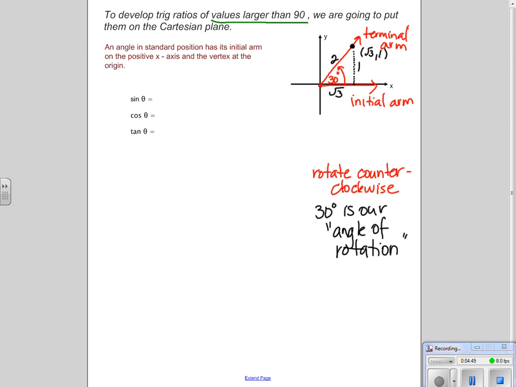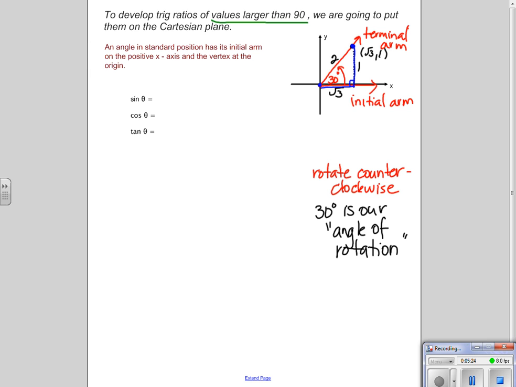So I can see my x value, or horizontal, for a little triangle that I've just dropped there, as root 3, and a vertical of 1. It will pass through the point root 3, 1. And that distance of the origin to that point is 2, because I know that about a 30-degree angle. So that terminal arm will pass through a lot of other points, but I know it will pass through root 3, 1.